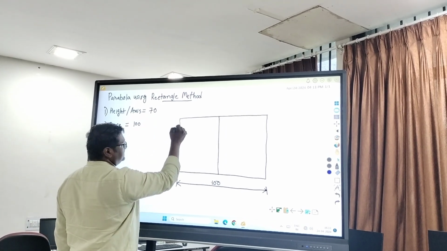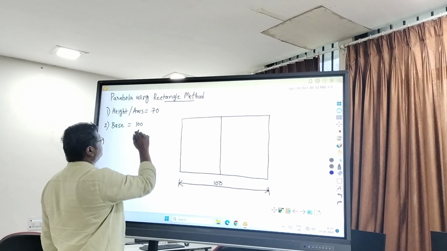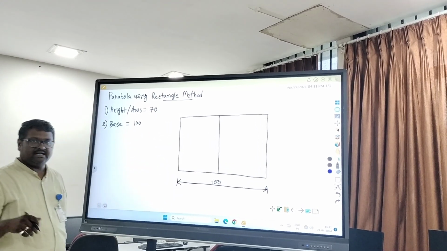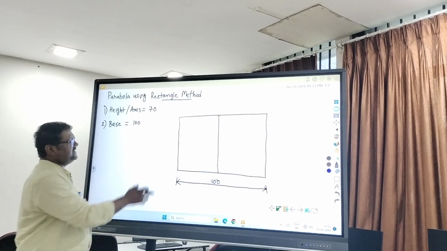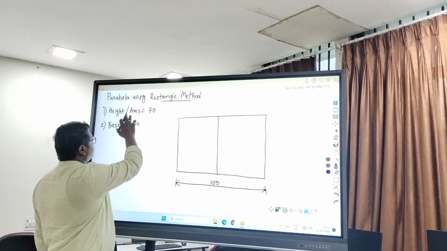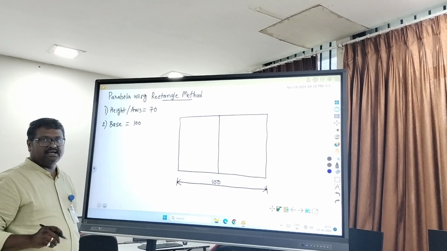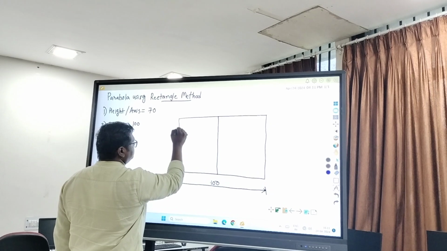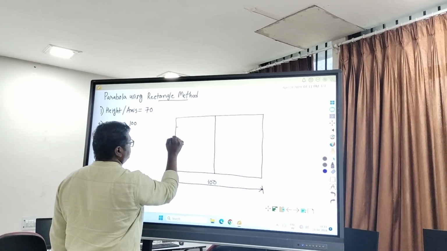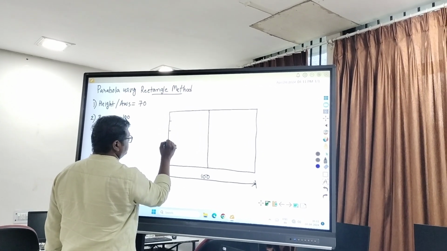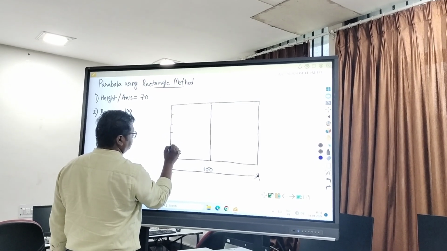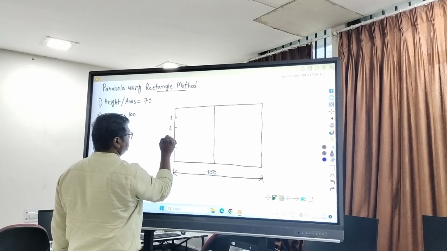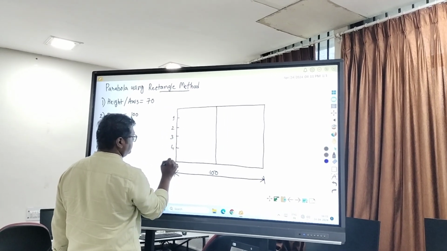For this side of the rectangle, divide it into 5 equal parts. You can divide into as many parts as you want depending upon the length of the height and base. Here we are selecting 5 points. So we will divide the side of the rectangle into 5 equal parts. So this is 1, 2, 3, 4 and 5.